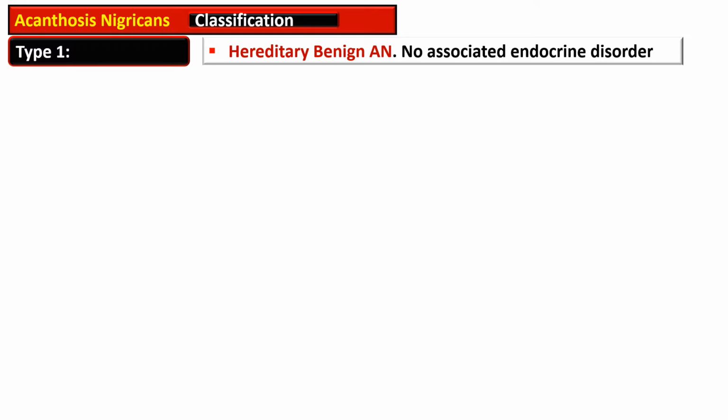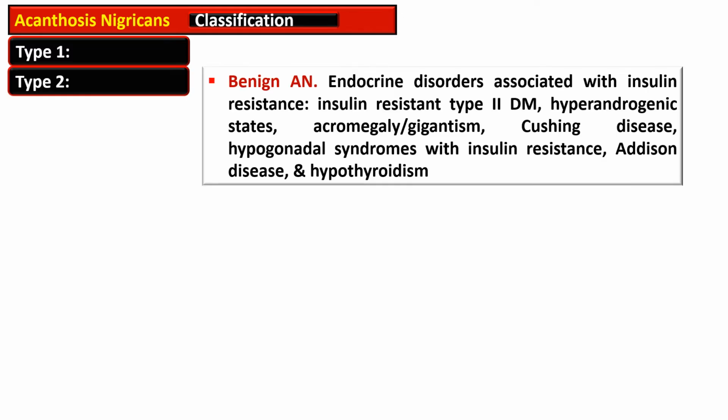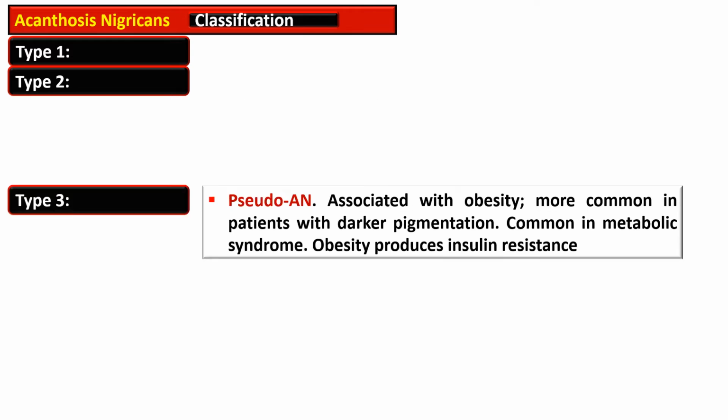There are five types of acanthosis nigricans. Type 1 is also termed as hereditary benign acanthosis nigricans, and there is no associated endocrine disorder. There is genetic mutation only. In type 2 or benign acanthosis nigricans, it is associated with the endocrine disorders such as insulin resistance, type 2 diabetes mellitus, hyperandrogenic states, acromegaly, gigantism, Cushing disease, hypogonadal syndrome, Addison's disease, and hypothyroidism.